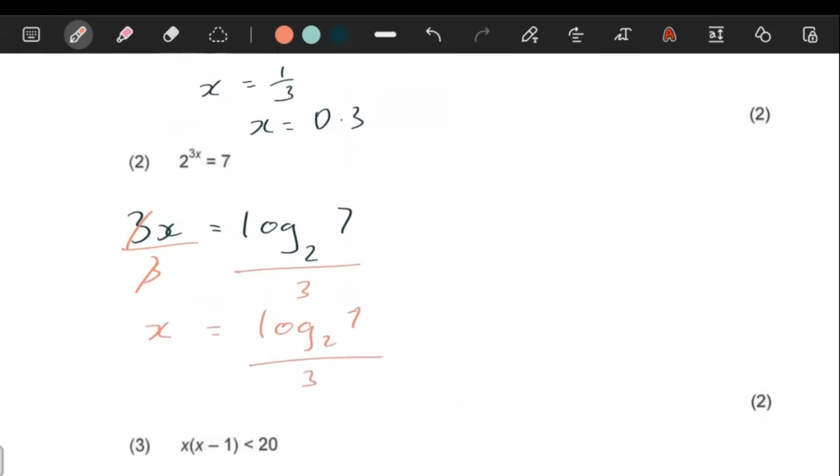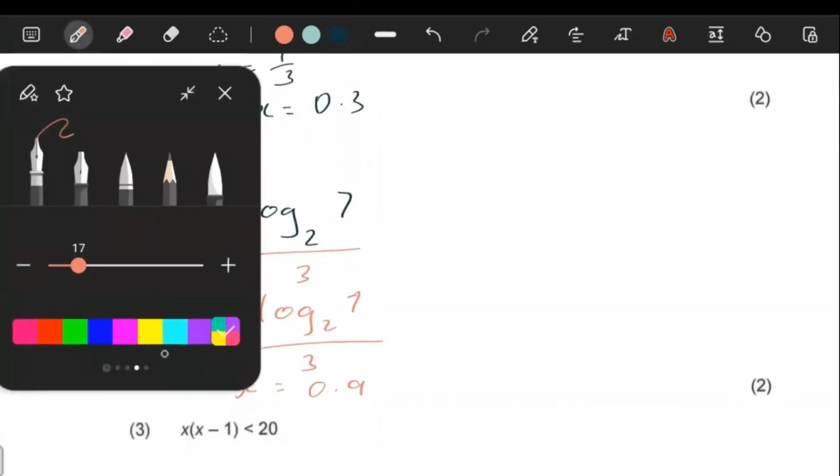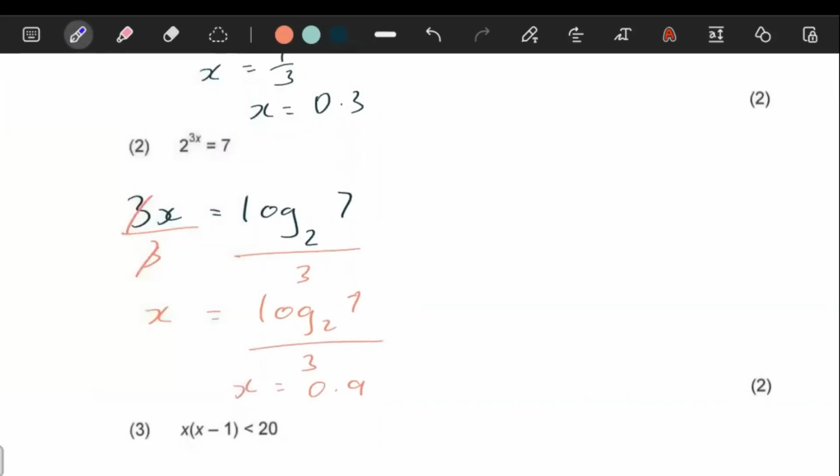When you put this in your calculator, fraction button, log with the 2, 7 there, and the 3 at the bottom, this gives you an answer of 0.9 to one decimal place. Now, if you spot any funny typos or anything, you can just let us know in the comments, and we shall acknowledge that. So thank you very much.